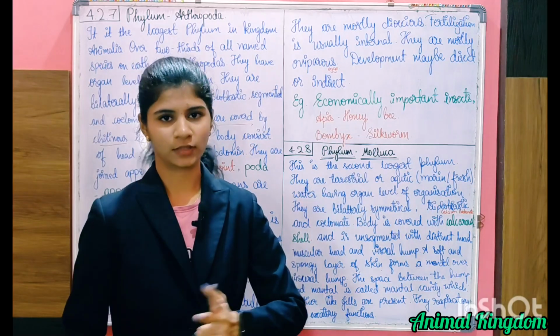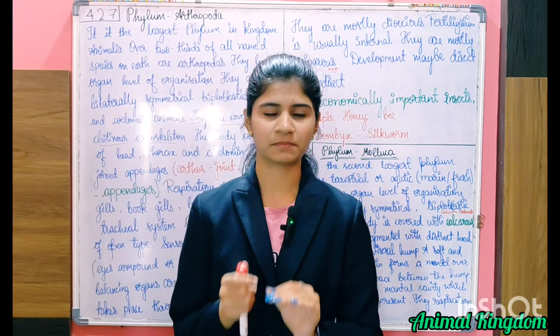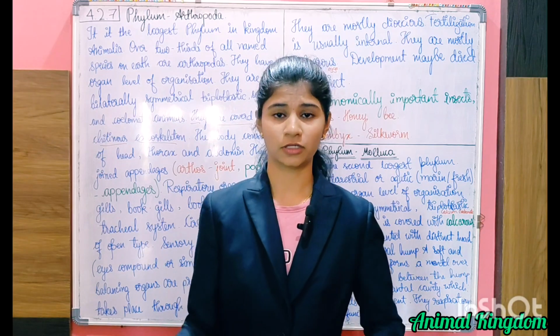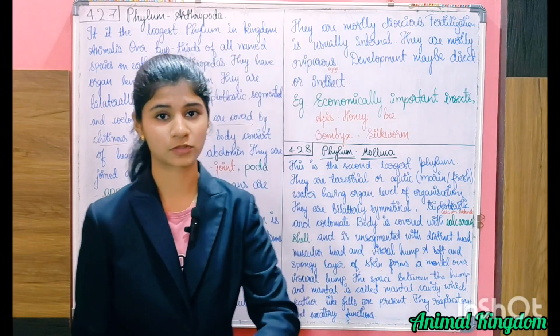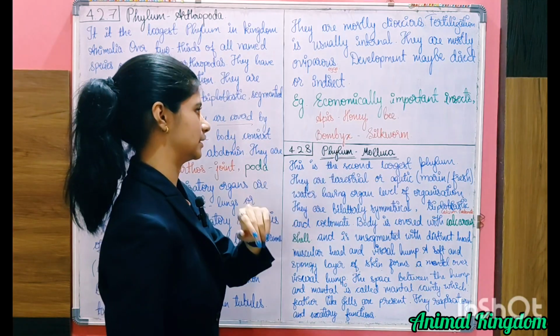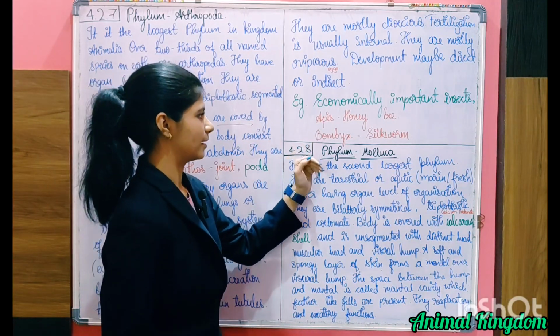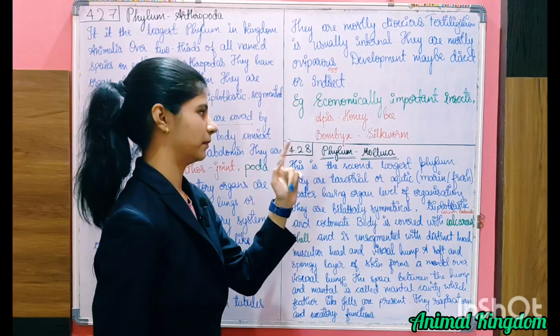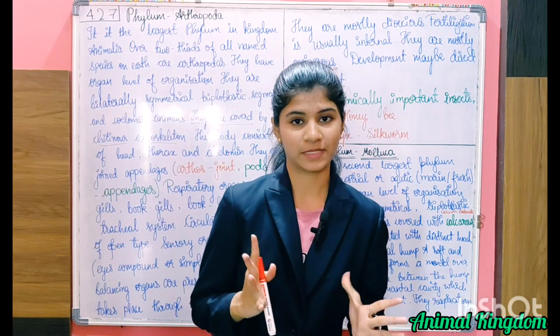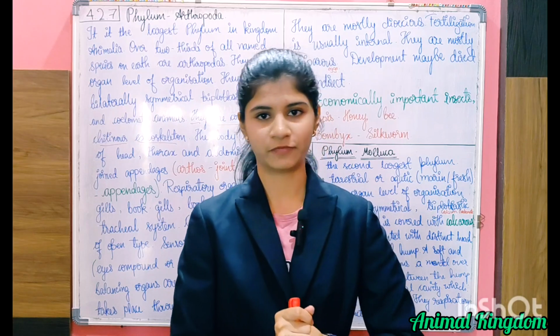Development may be direct or indirect. In this phylum, there are many more examples present in your NCERT, or you can check in other books as well. Examples are economically important insects like Apis, which is honeybee, and Bombyx, which is silkworm. So this was a very interesting topic based on the phylum Arthropoda. It is really very interesting.